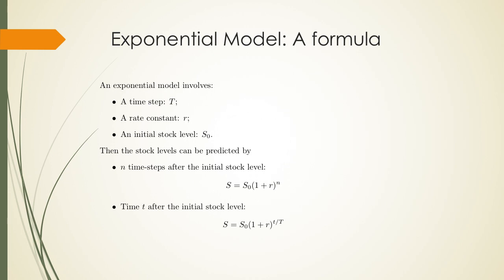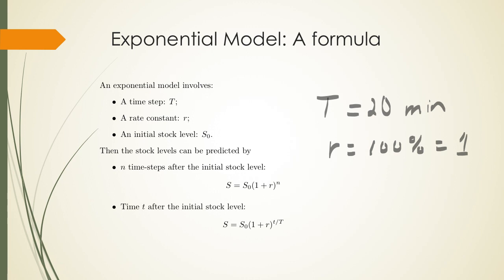In order to understand these formulas better, let's look at the bacteria example. Bacteria double every 20 minutes. This means that every 20 minutes, there are 100% more bacteria than there were previously. So in this case, the time step, T, is equal to 20 minutes. And the rate constant, R, is equal to 100%, which we normally write in decimal form. So in this case, it would be 1.